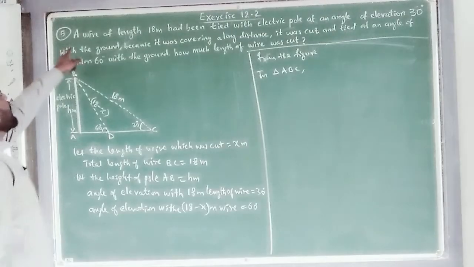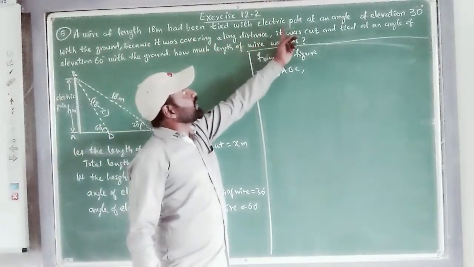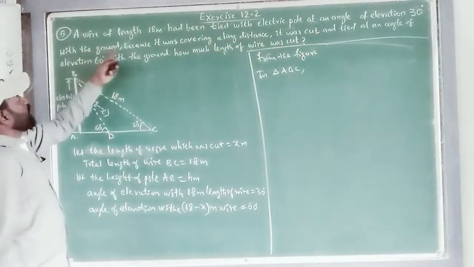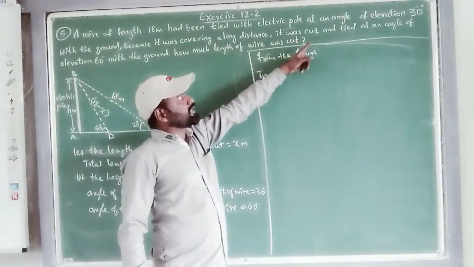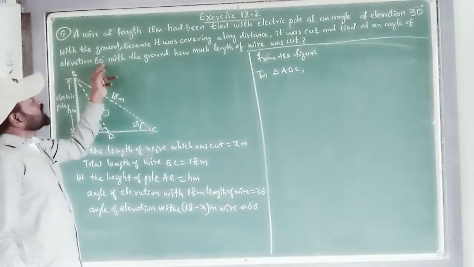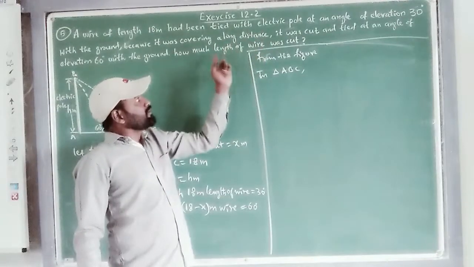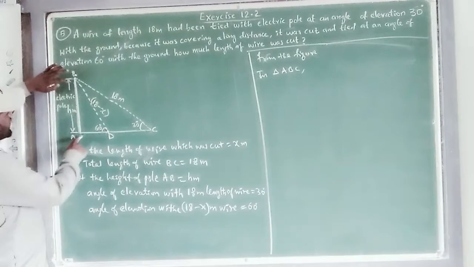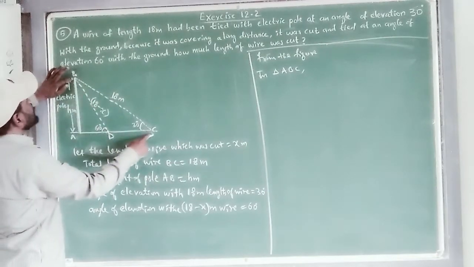See question number 5. The wire of length 18 meters had been tied to an electric pole at an angle of elevation 30 degrees with the ground. Because it was covering a long distance, it was cut and tied at an angle of elevation 60 degrees with the ground. How much length of wire was cut? So according to the question, we draw the figure now. Let us take AB as the height of the pole and BC as the length of the wire.